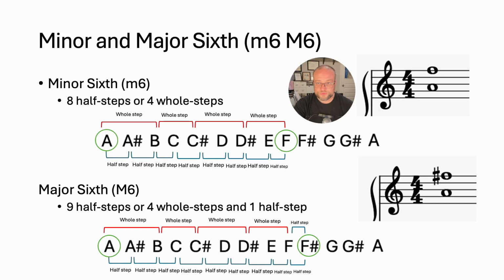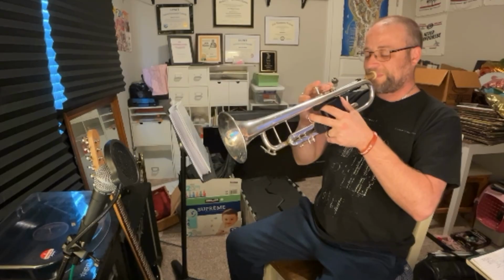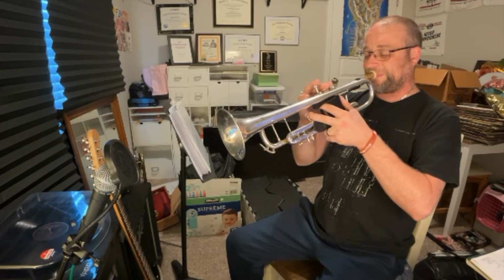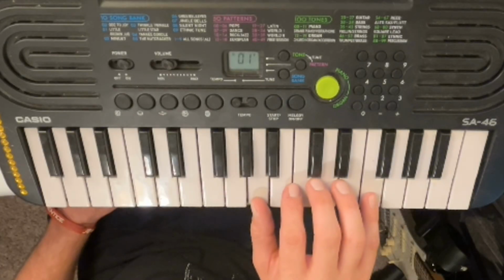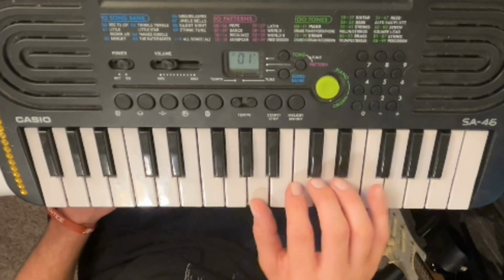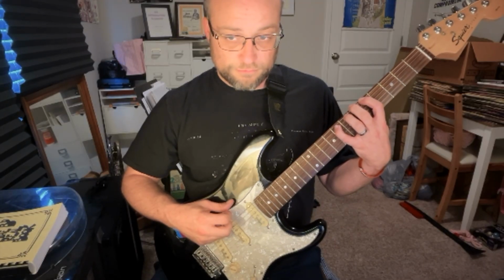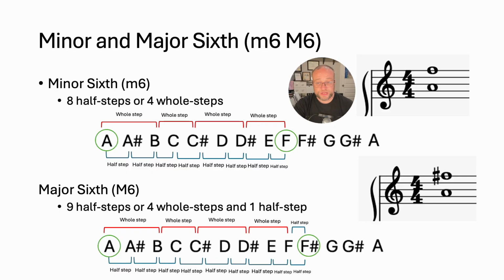After the fourth, tritone, and fifth, we have the minor sixth. Minor sixths are separated by 4 whole steps or 8 half steps. The main part of Scott Joplin's Entertainer is an example of a minor sixth.